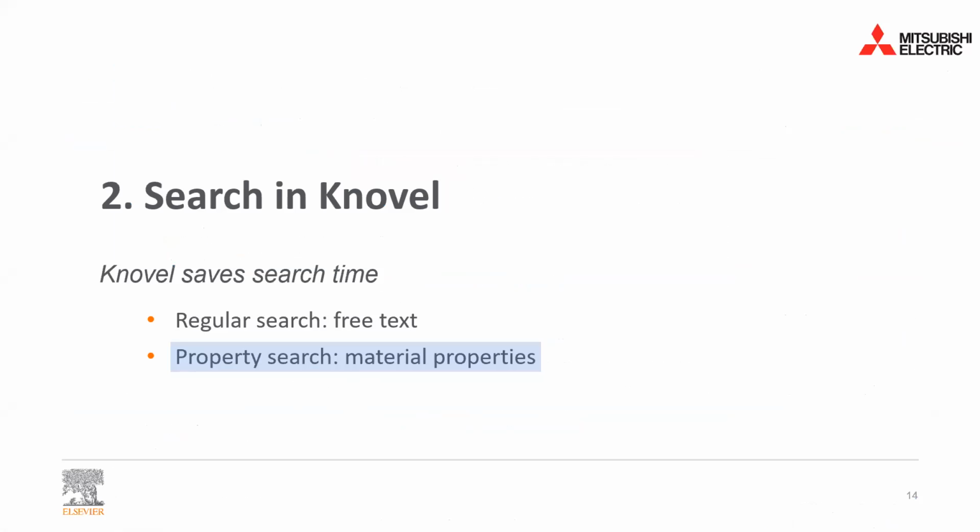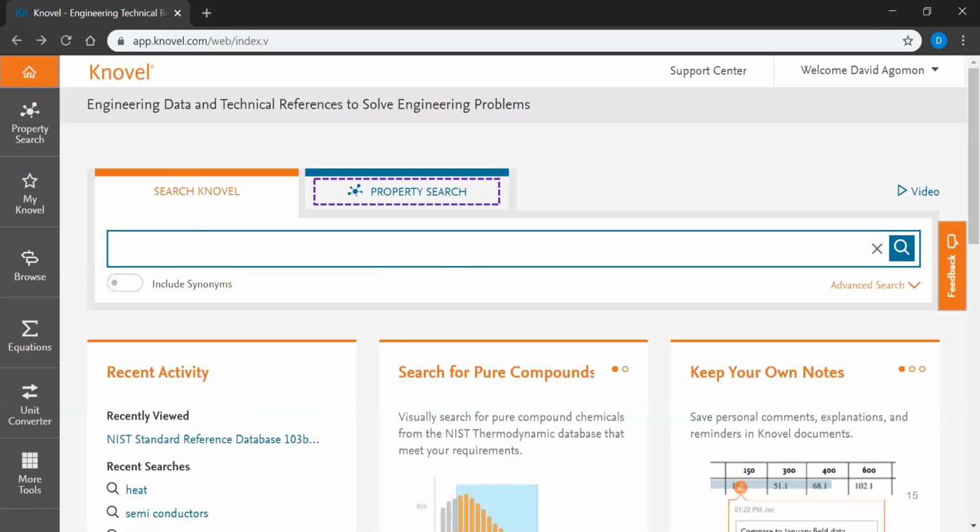That was the free text search. Do you have any questions? No. No. Perfect. Let's go to the second kind of search, which is the property search or material properties.